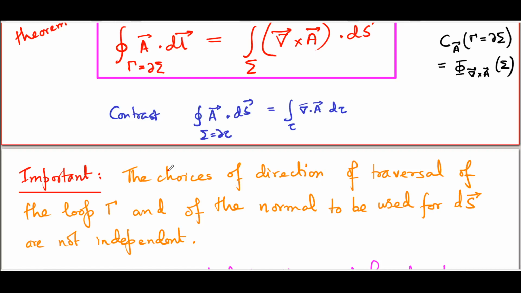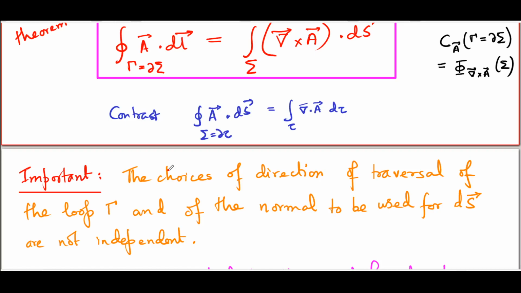The point I am trying to make here is that the choices of the direction of traversal of the loop gamma and of the normal that is to be used when you write down ds vector are not two independent choices. It's easy to see that they could not be independent. After all, if they were, I could change the direction of traversal of my loop gamma without changing ds vector, in which case the left hand side of Stokes' theorem would have changed sign while the right hand side would not have.